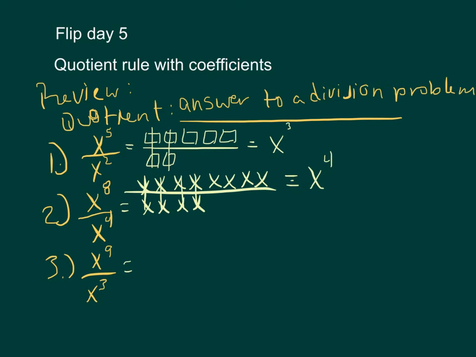And finally, we can use the quotient rule that says that you can subtract your exponents. You can take the denominator away from the numerator. So I'm going to take 3 away from 9. So x to the 6th power.